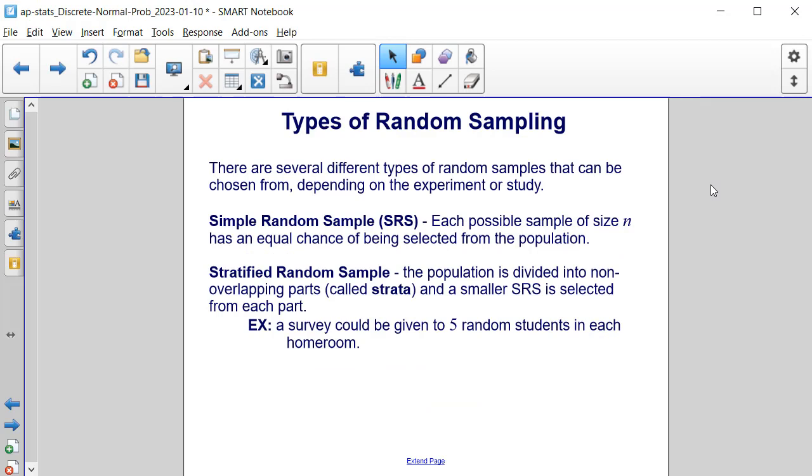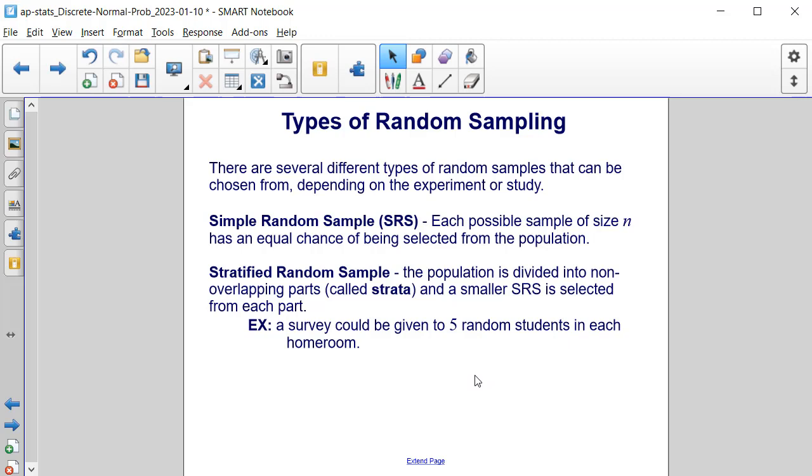There are several different types of random samples that can be chosen from, depending on the experiment or study. The first one is a simple random sample, or SRS for short. In this case, each possible sample of size n has an equal chance of being selected from the population, capital N. In a stratified random sample, the population is divided into non-overlapping parts called strata. That's where the strata from the beginning of stratified comes from. And a smaller, simple random sample is selected from each part.